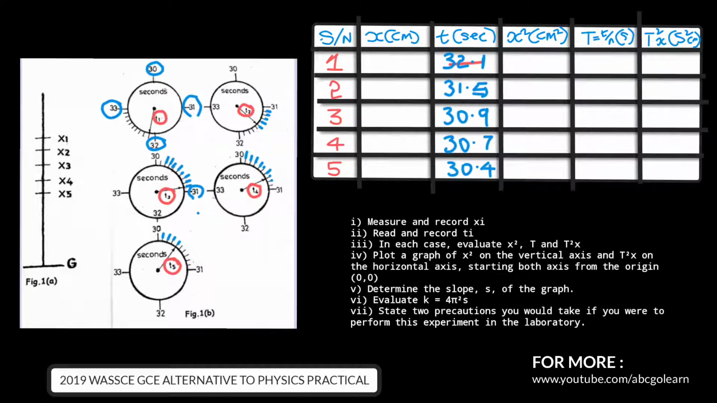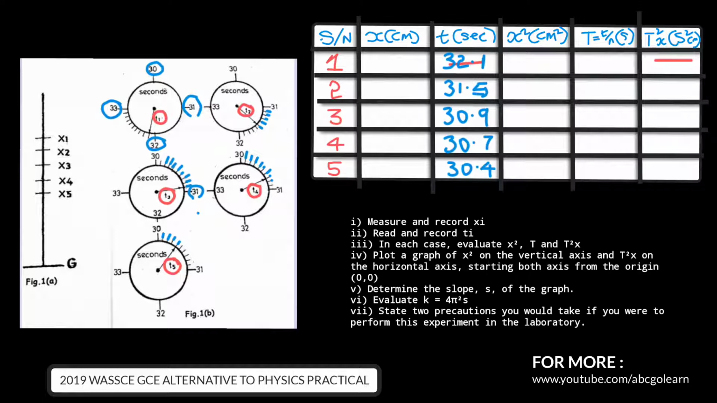In each case, evaluate x square, t, and t square x. So that's exactly what you can see here. That's x square, in centimeter square, and you can see the second place here. You can see t, and the last one here you can see our t square x. Now to solve this one, it's very simple. You just need your calculator. Do you understand? To calculate this.